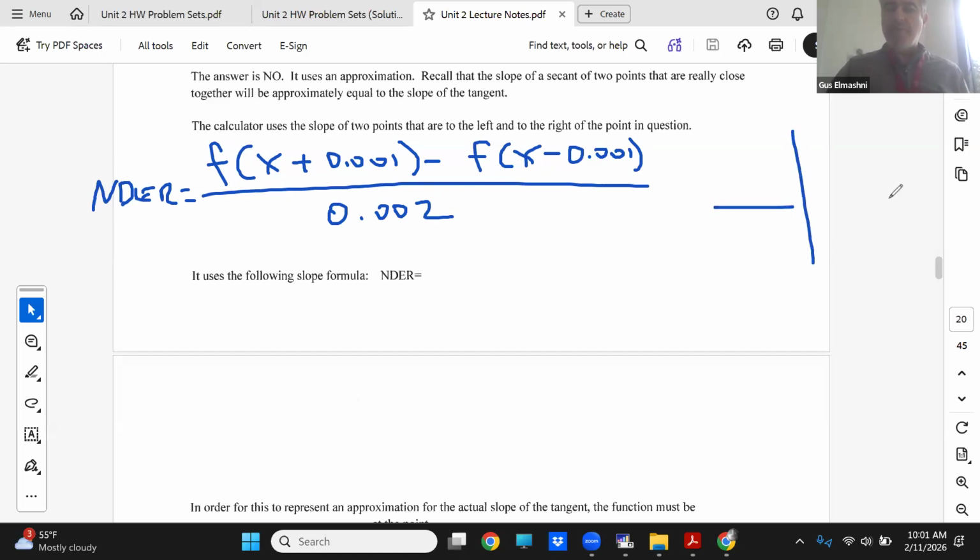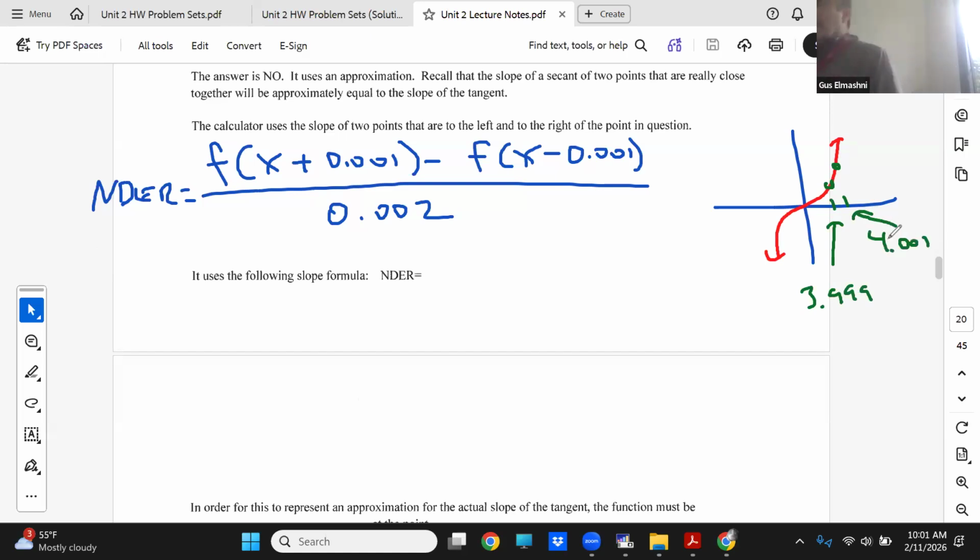So why is it doing that? Because it's close enough, right? So if I look at x cubed, that's 3.999, that's 4.001, and 4 happens to be right in the middle. There you go. So it's close enough. It's good enough. That's what it's doing.